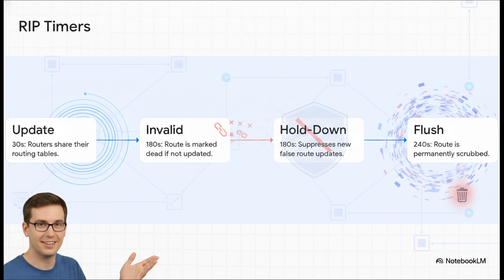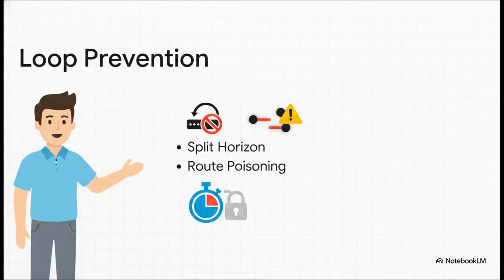Every 30 seconds, the update timer triggers, and routers cheerfully share their tables. But if a route isn't updated for 180 seconds, the invalid timer hits, and the route is officially marked dead. Right at that same moment, a 180-second hold-down timer kicks in. This essentially suppresses any new, potentially false updates about that route from messing things up. And finally, at the dramatic 240-second mark, the flush timer expires, and that dead route is permanently, literally, scrubbed from the routing table.